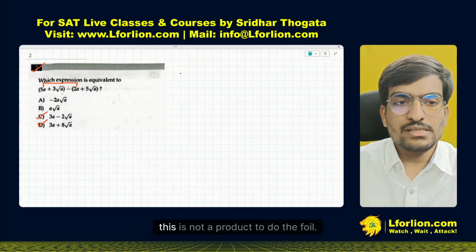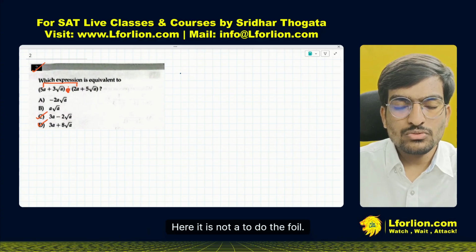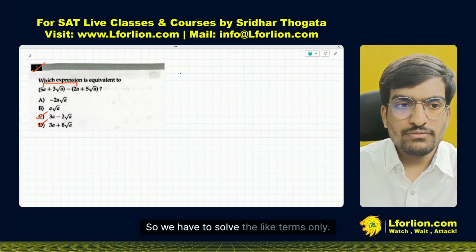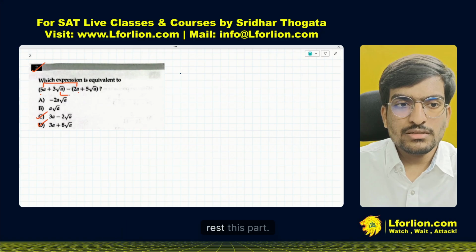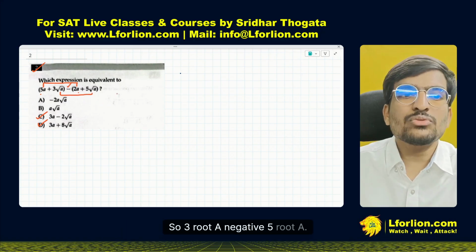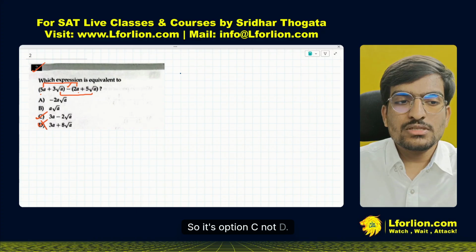Let's see. This is not a product to do the FOIL. There is a subtraction sign in between, so it's not a product. So we have to solve the like terms only. So I just solved first the a like terms and then the rest of this part. So 3 root a, negative 5 root a. So it's going to be what? We get negative 2 root a. So it's option C, not D.